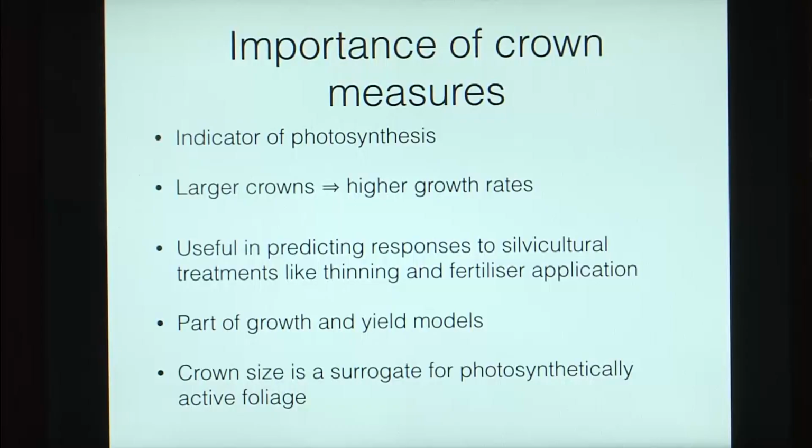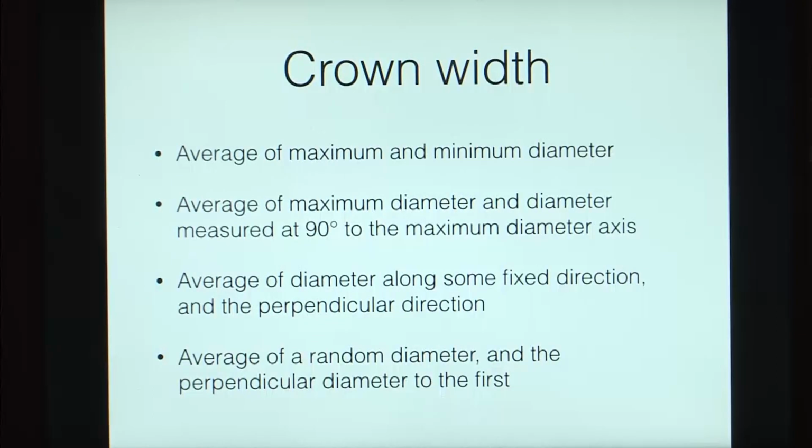Now, coming back to the slides, crown measures are also a part of growth and yield models because of these reasons, and they can also be used as a surrogate for photosynthetically active foliage if we want to model the growth of this tree. When we talk about the crown diameter, we can also talk about the crown width. Crown width will be the average of the maximum and the minimum diameter, but this term is not as well defined.